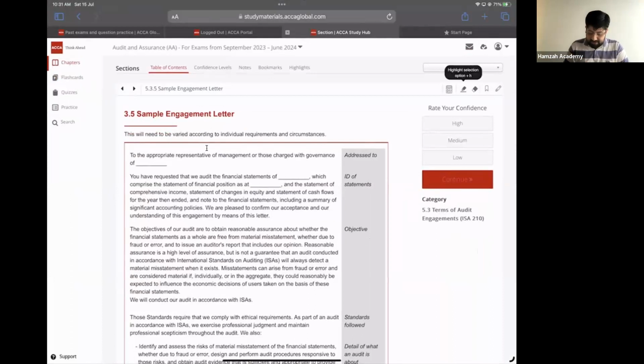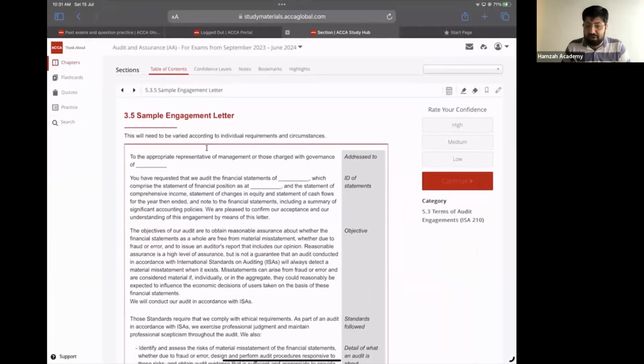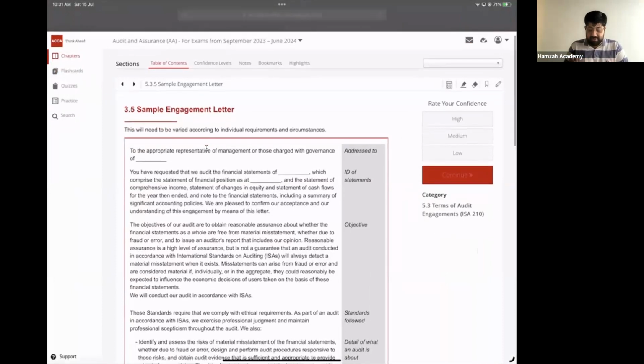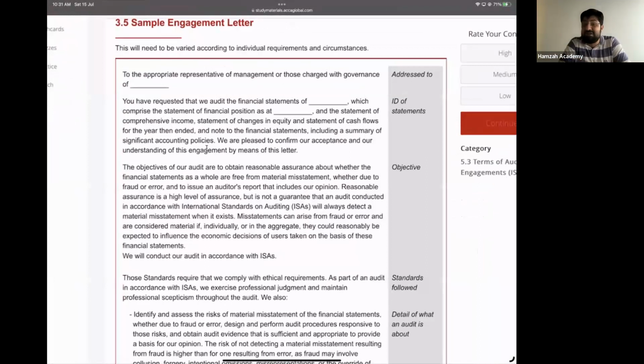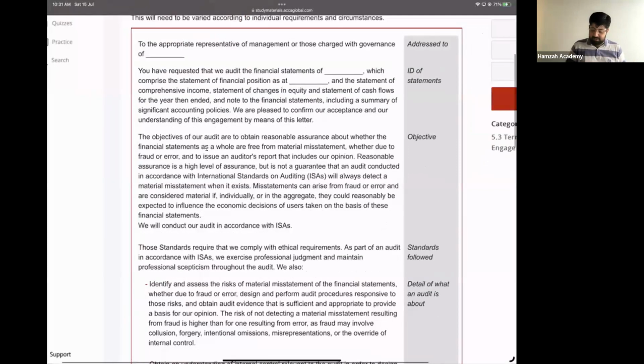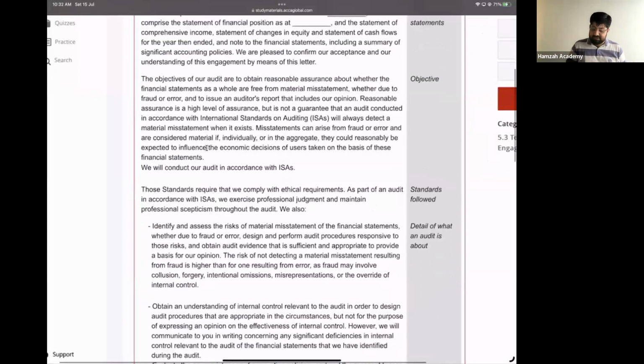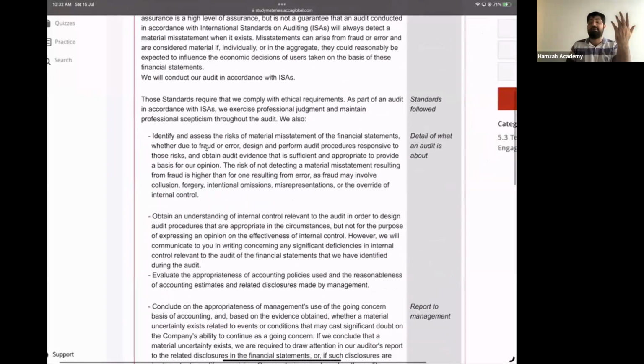So addressee, engagement letter, they say this needs to be varied according to the circumstances and the situations. Addressed to the identity of the statements: what is the identity of the financial statements that you have requested that we audit, financial statements for this year, etc. So this engagement letter. Objectives. We will give reasonable assurance as per ISAs, you see here; we conduct our audit and follow ISAs.